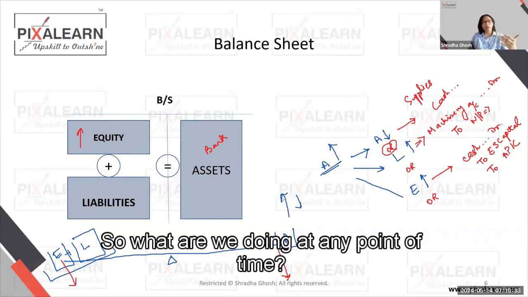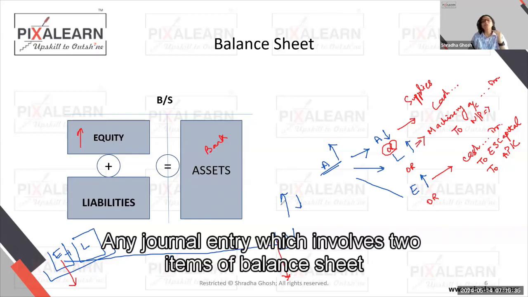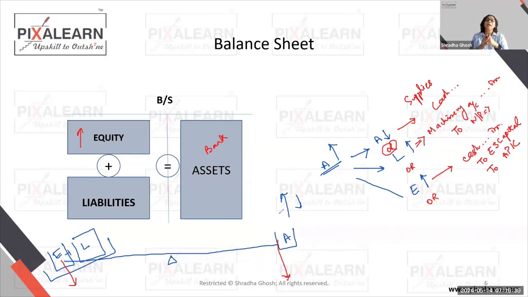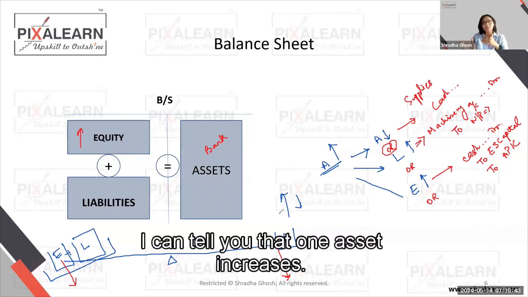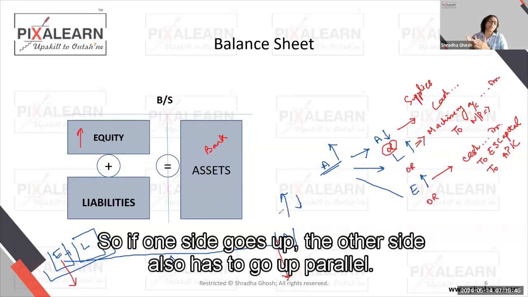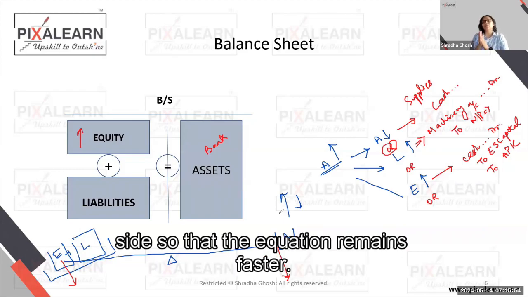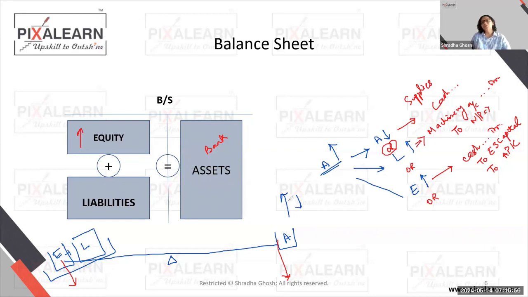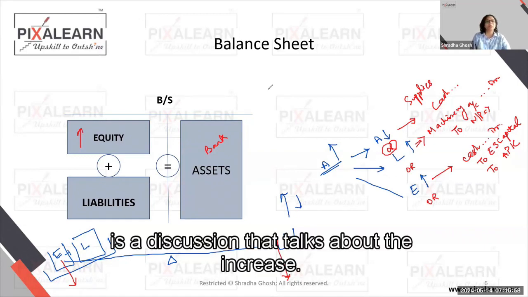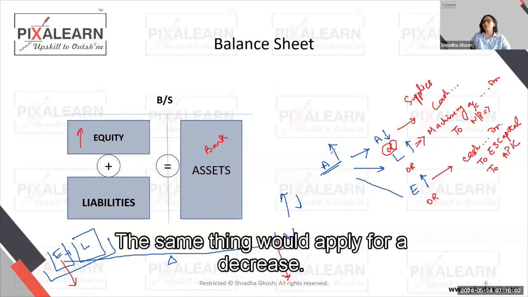So what are we doing? At any point of time, any journal entry which involves two items of the balance sheet can be made if I can tell you that one asset increases. So if one side goes up, the other side also has to go up parallelly, or it should balance out another item on the same side so that the equation remains constant. This is the discussion that talks about the increase. The same thing would apply for a decrease.